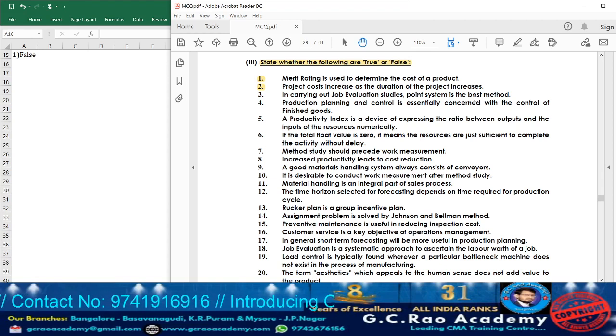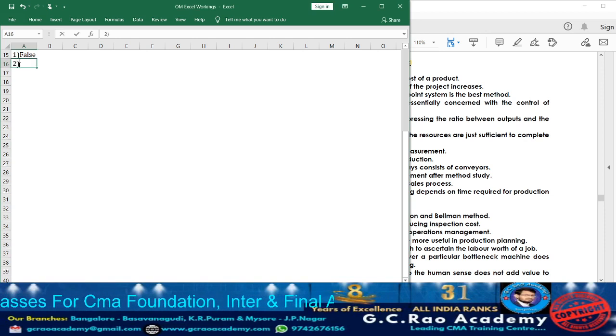Yes, it is true, because if the duration increases, the project cost also increases, because all the indirect costs and all the direct costs are going to increase. So accordingly, if the duration of the project increases, simultaneously the project cost also increases. So take down point number 2, true.